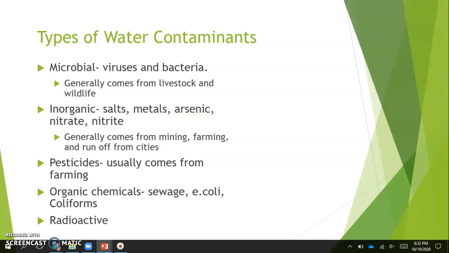Pesticides will come from farming, and a pesticide is just a chemical that is sprayed on crops to help prevent bugs from eating the crops, but it is harmful because it is a toxin, and if we were to ingest it, we would get sick. Also, there can be things like sewage, E. coli, and coliforms, and again, that's just going to come from poop, right? So wastewater. And there can be radioactive contaminants as well, depending on where you live and what kind of radioactive elements are in the soil and the rock around your area.